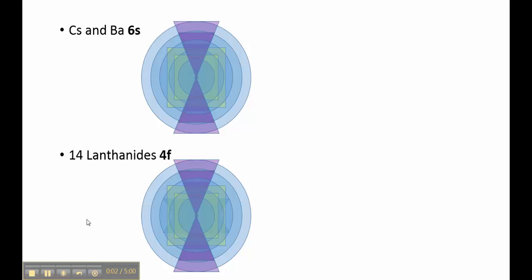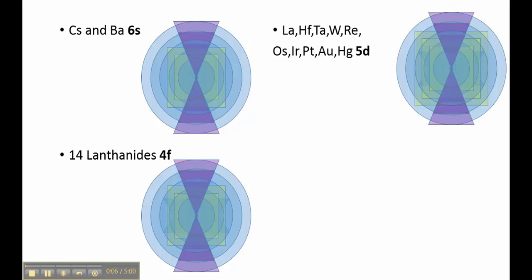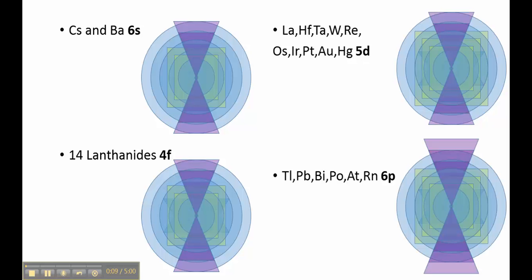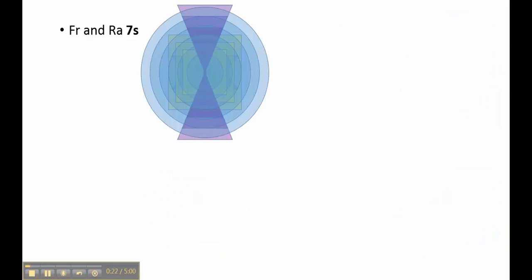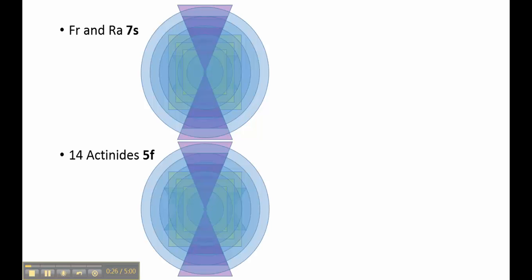The remainder of the sixth period completes just like the fourth and fifth period did. There's a third square added for the third row of the transition metals, including gold, and it finishes with a large p subshell. The seventh period feels just like the sixth. A large s orbital followed by a second green star for the 14 actinides, including uranium.